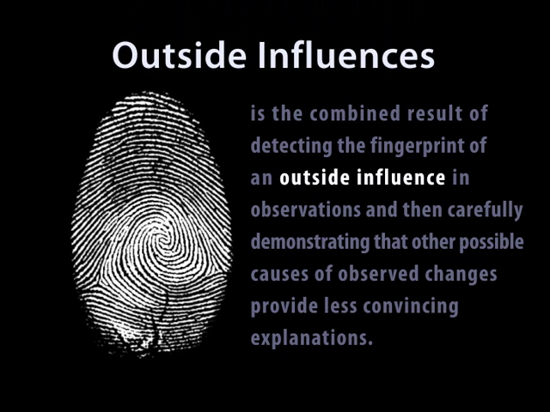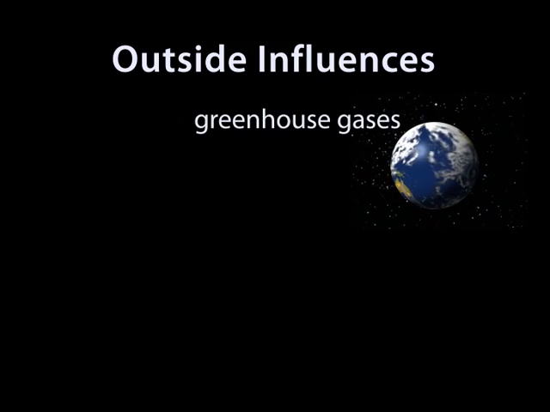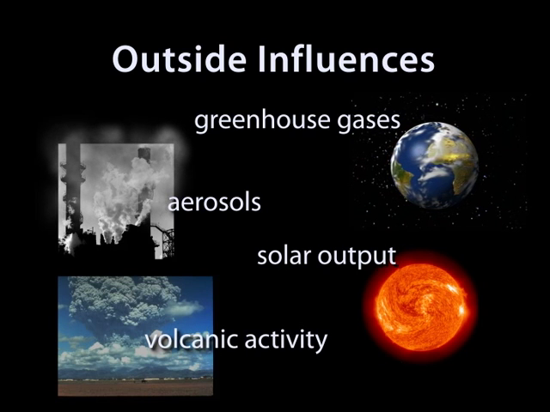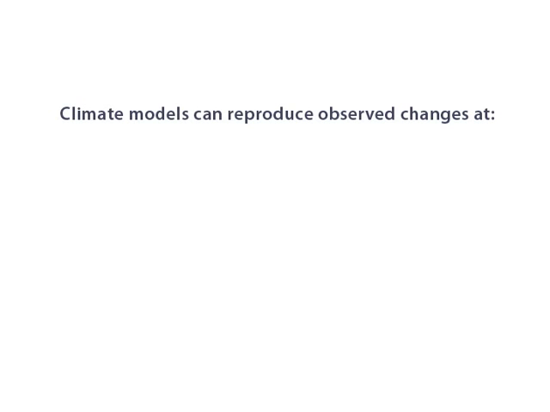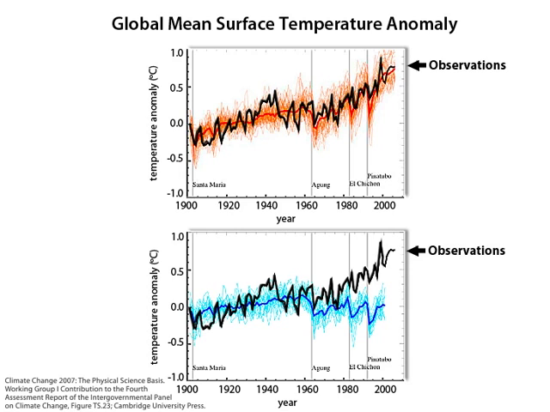So what kinds of outside influences on the climate system are we thinking about? Greenhouse gases, aerosols, solar output, and changes in volcanic activity, to name a few. Now a look at how climate models can reproduce observed changes at the global, continental, and regional levels. The black line on both of these charts indicates observed global mean surface temperature variations. We can see that observed temperatures have risen approximately 3/4 of a degree since the beginning of the 20th century.